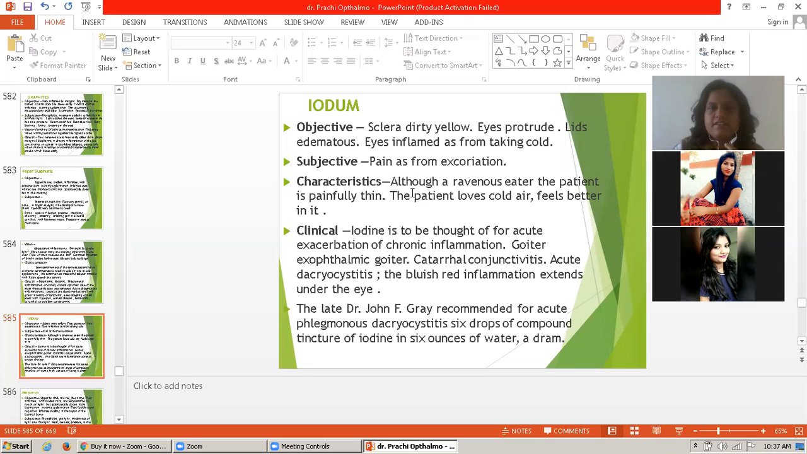Although a ravenous eater, the patient is painfully thin, and the patient loves cold air and feels better in it. So the patient characteristic shows that the iodine patient loves cold air and feels better in the cold, but the eyes are inflamed as from taking cold. And although the patient is a ravenous eater, he is thin. So there is a digestive problem seen in iodine cases.